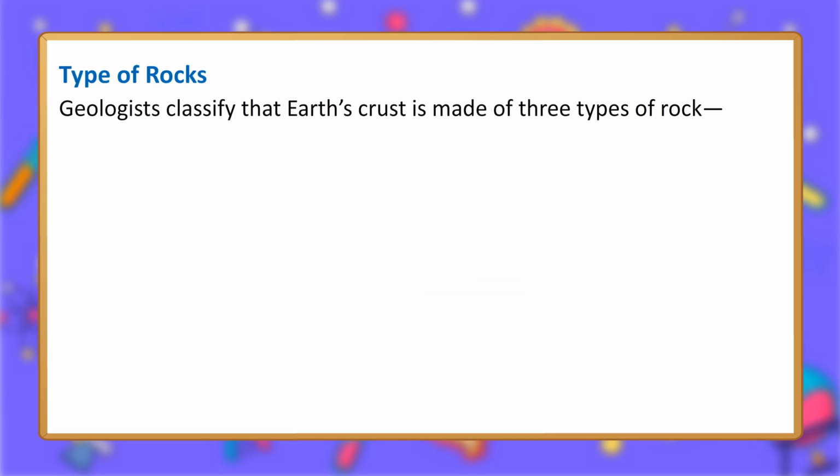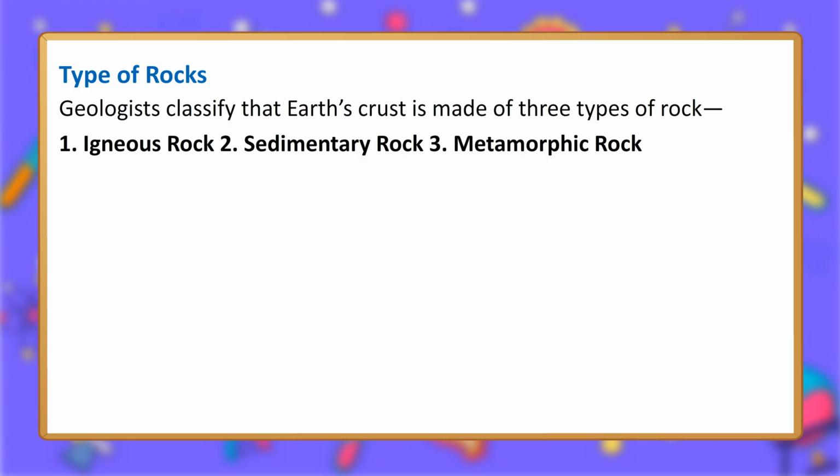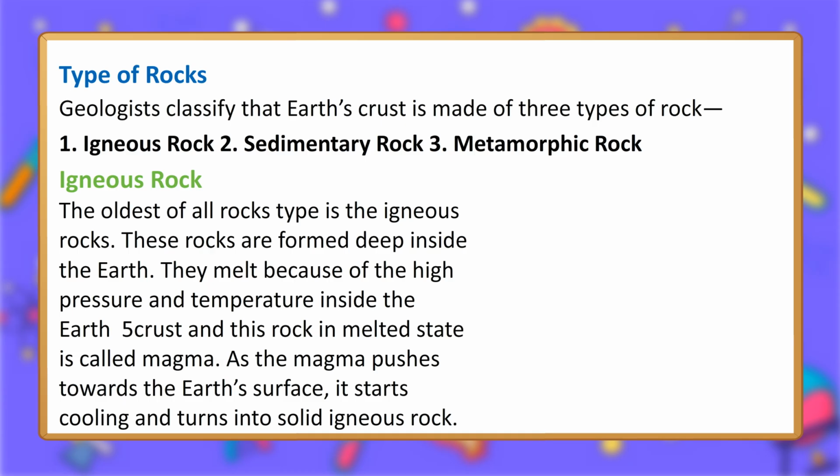Types of rocks. Geologists classify that Earth's crust is made of 3 types of rock: 1. Igneous rock. 2. Sedimentary rock. 3. Metamorphic rock. Igneous rock. The oldest of all rock types is the igneous rocks.